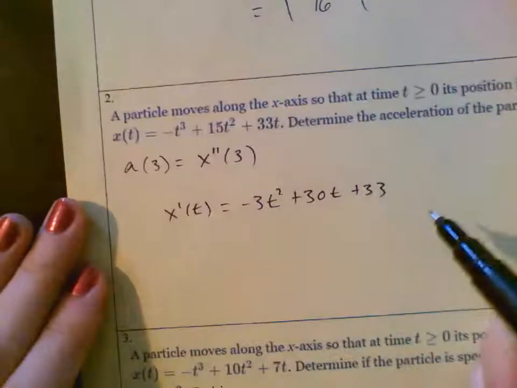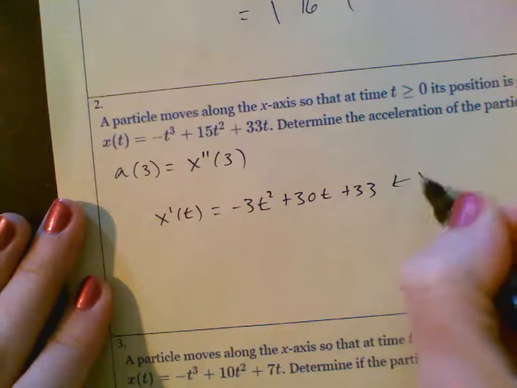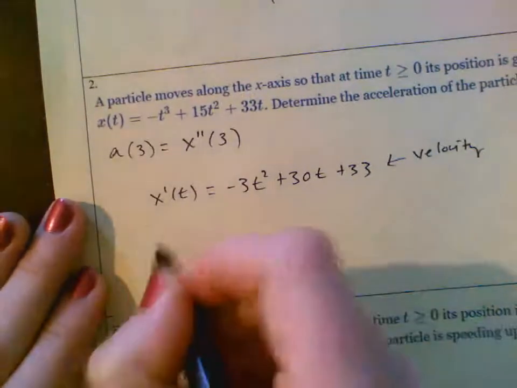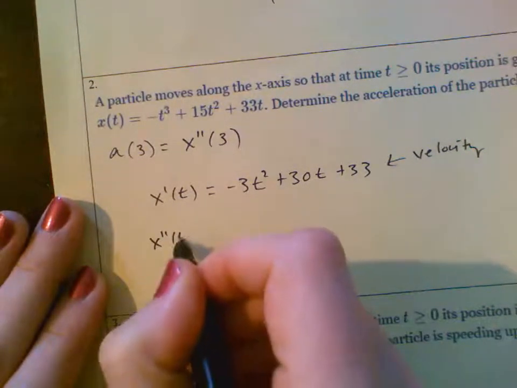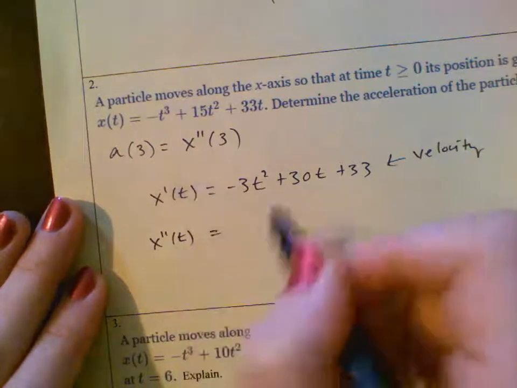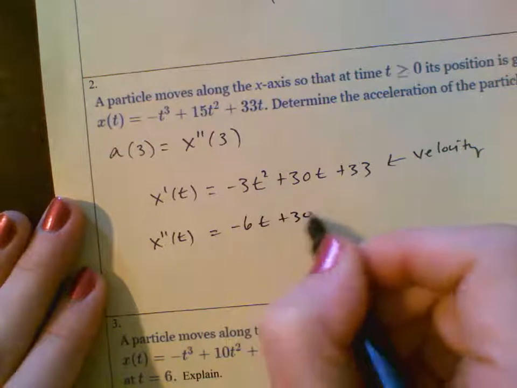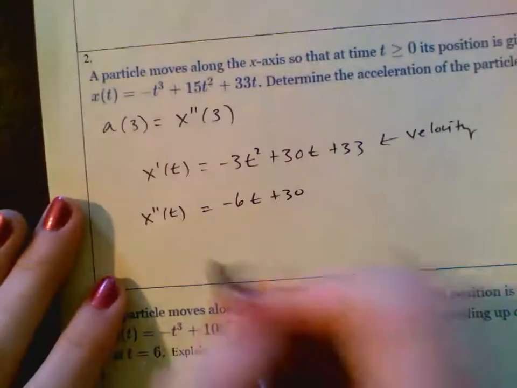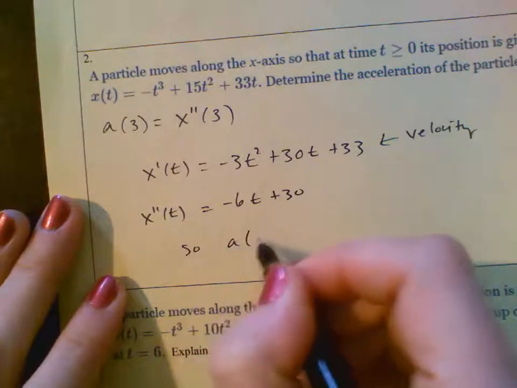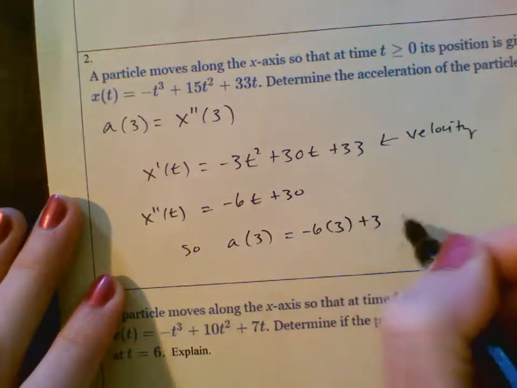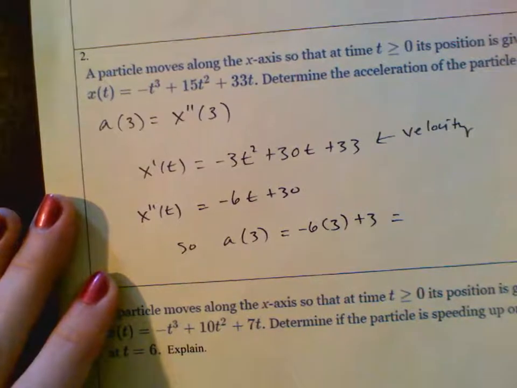Okay, so this would be velocity. But we want acceleration, so I'm going to go x double prime of t, and you could go right to a of t, taking the derivative of this: negative 6t plus 30. So the acceleration at 3 is negative 6 times 3 plus 30, which is 12.